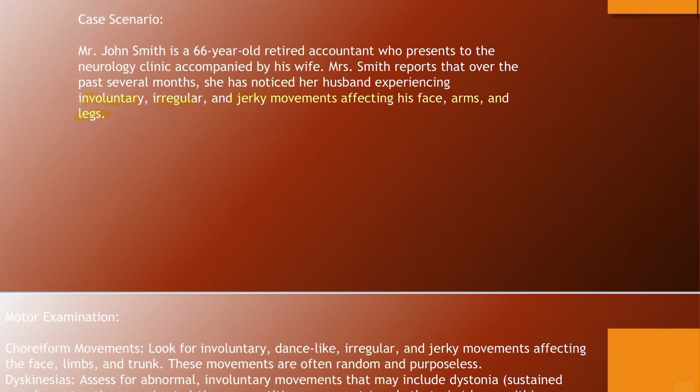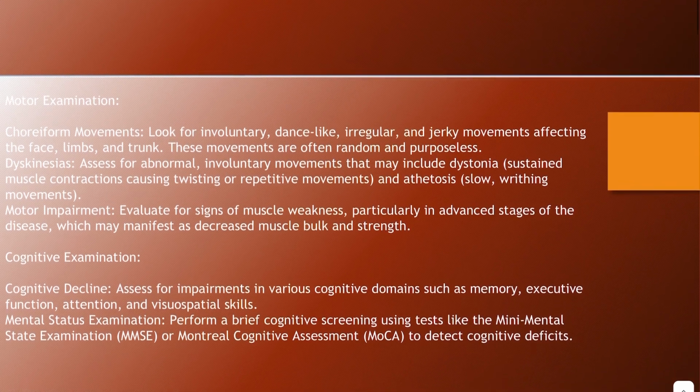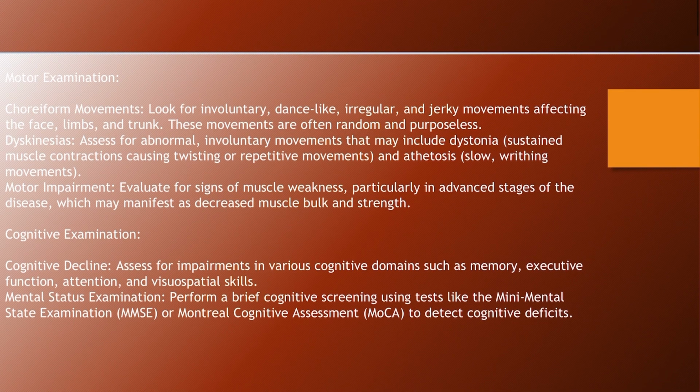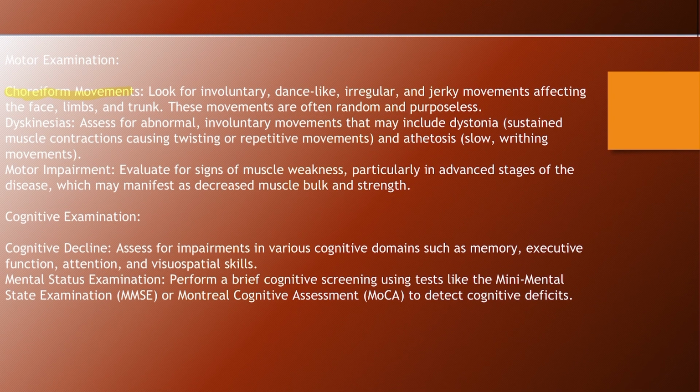Once you enter the station, you will obviously greet the examiner and greet the patient. You'll ask for consent and then proceed with your examination. In this case, as the patient has presented with involuntary movement, you start with the inspection of the patient and you want to look for any choreiform movements. These are involuntary, dance-like, irregular and jerky movements affecting the face, limbs and trunk. And the important thing is they are random and purposeless. This is the main differentiating point of chorea from other cerebellar symptoms.